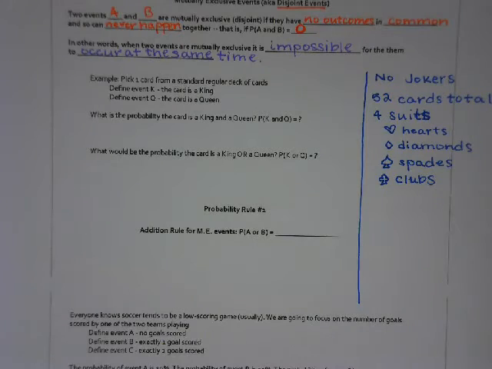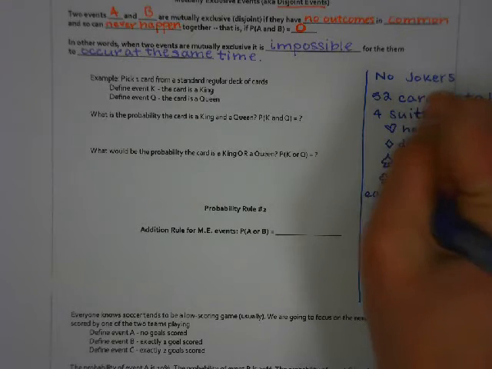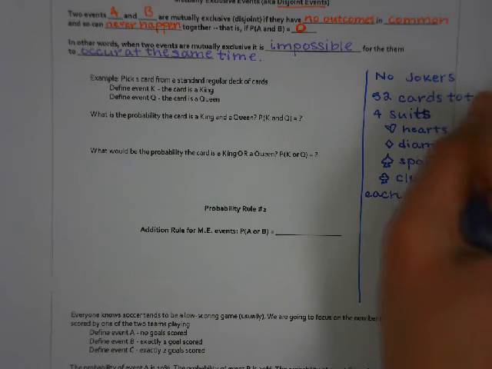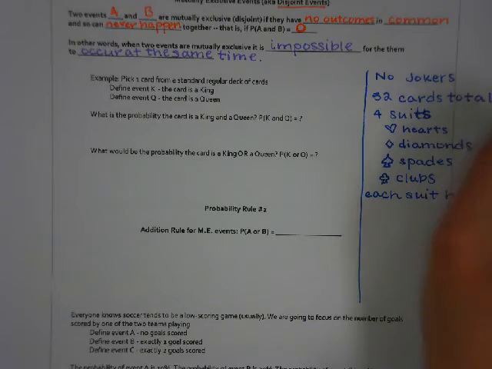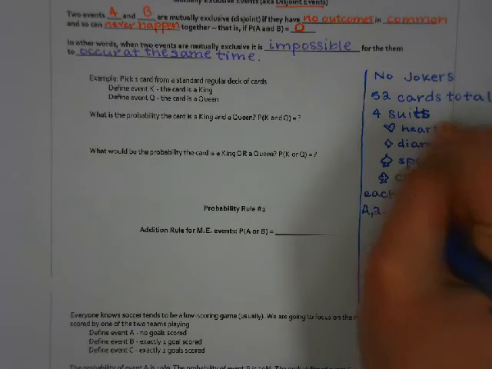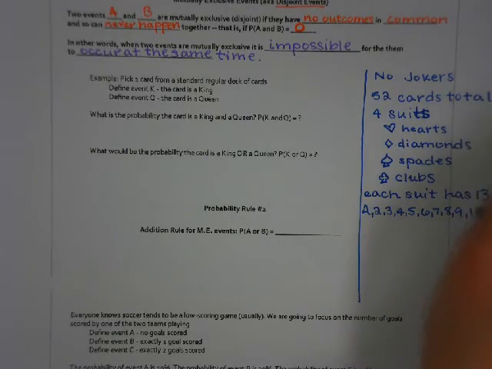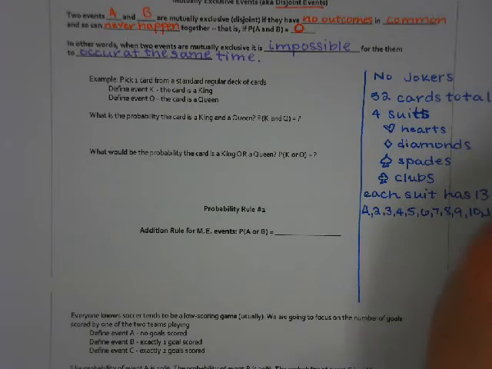And then each suit has 13 cards. You have ace, 2, 3, 4, 5, 6, 7, 8, 9, 10, and then you have jack, queen, and king.